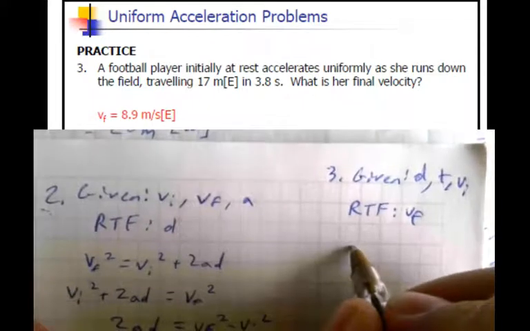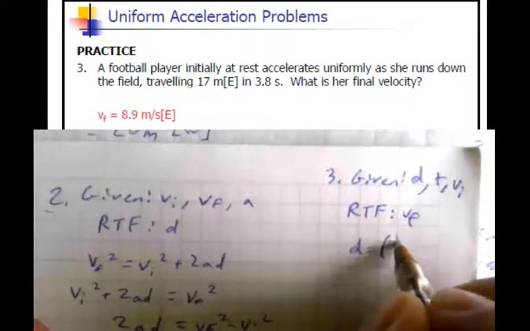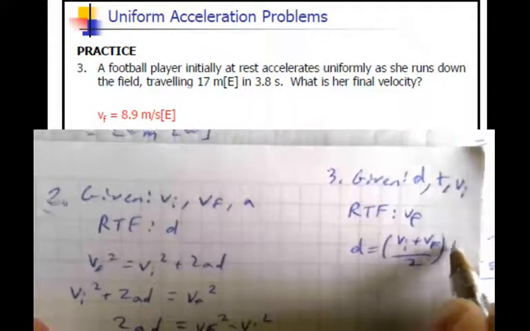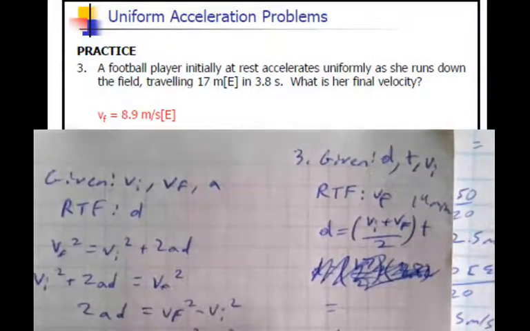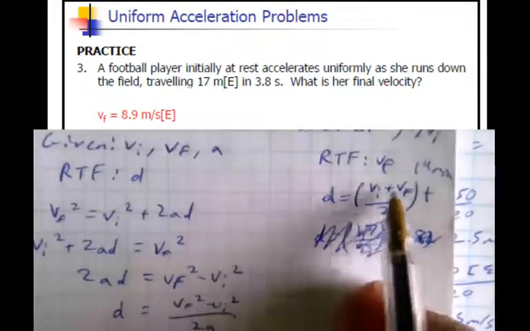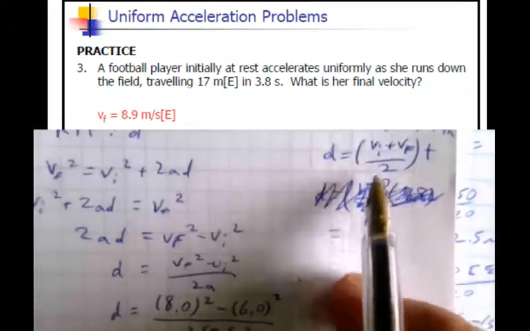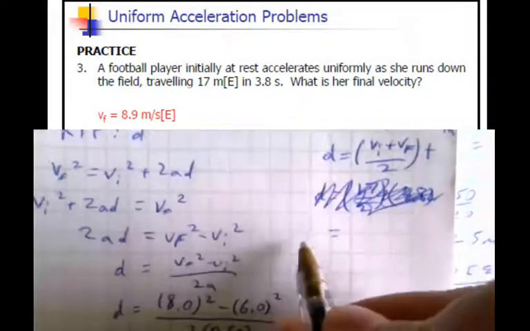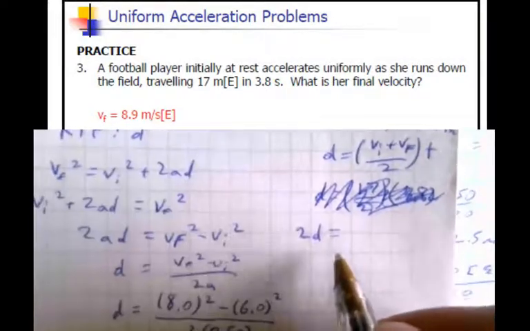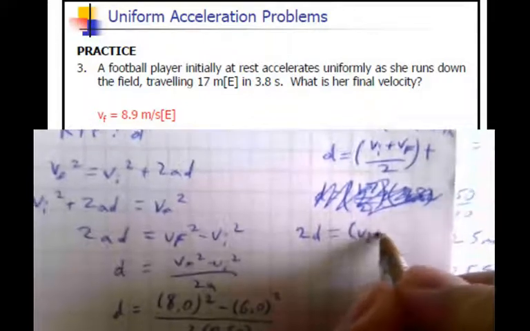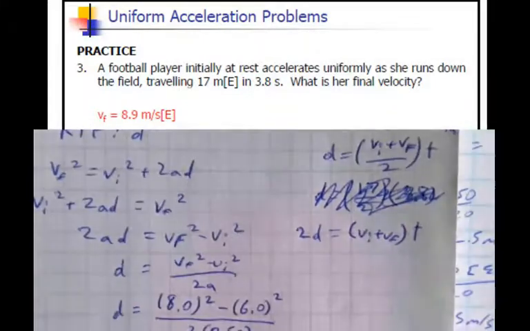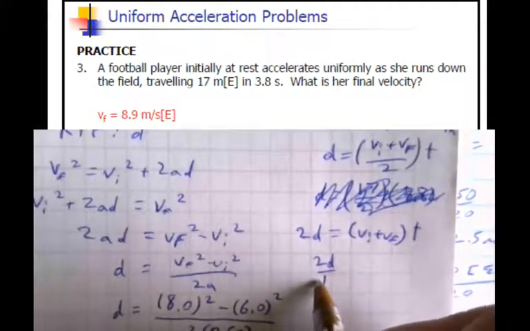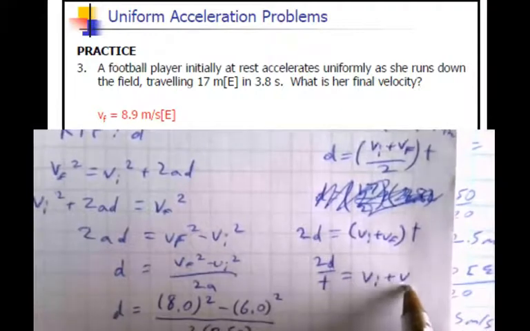So D equals (VI plus VF) over 2 times T. I need to change this equation into an equation that solves for VF. The first thing I'll do is multiply both sides by 2. 2D equals (VI plus VF) T. I need to get rid of this T, so I'll divide both sides by T, giving (VI plus VF).